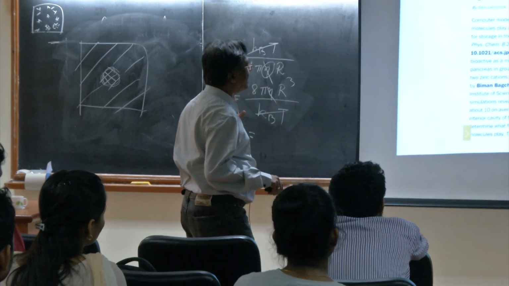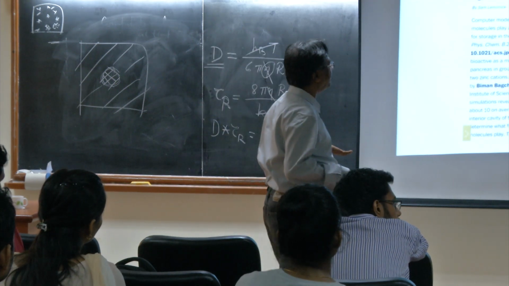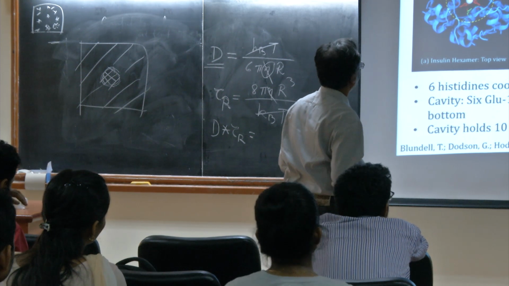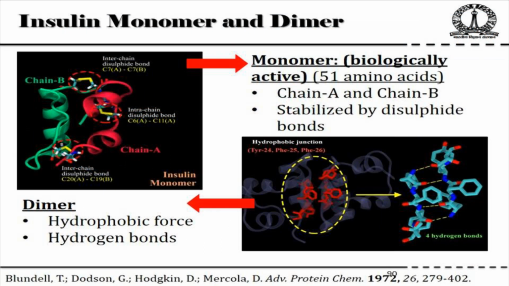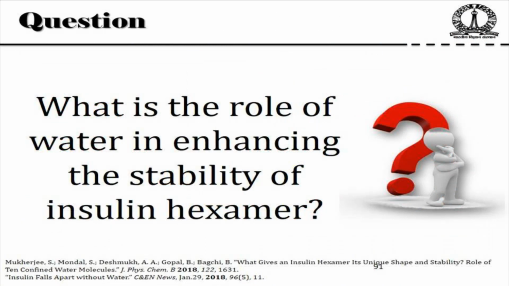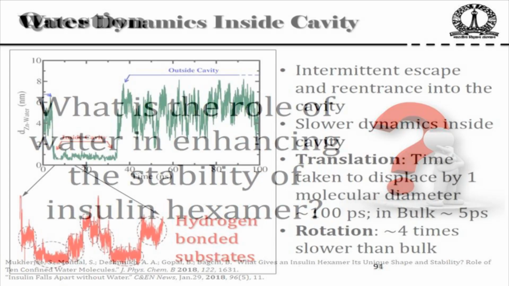So, as a chemist, I immediately thought, what is holding this cavity? Okay, and we did lots of experiments. Gopal and myself did simulations. There is a C3 axis, there is a cavity, and then we found there are 10 water molecules inside the cavity. They are all different: hydrophobic force, hydrogen bond. So, what is the role of water? Stability of the insulin hexamer.